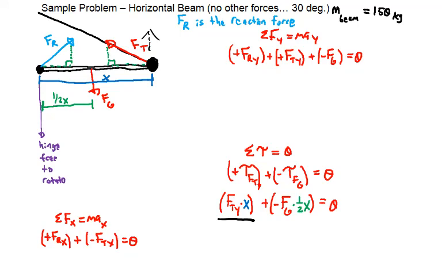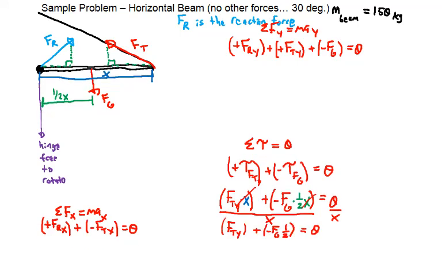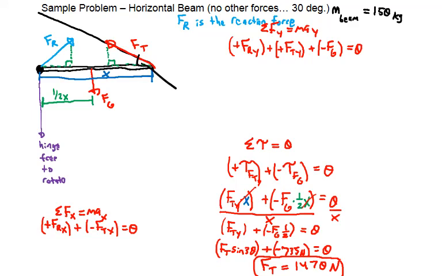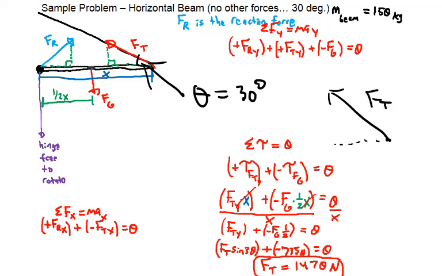So we can actually solve for what force of tension in the y is. One half x is how far the force of gravity of the beam is. We can cancel x from both sides. So the force of tension in the y comes out as 1,470 newtons. Now, if you notice here, this angle, theta, is 30 degrees. Because we know that, we can figure out what the overall force of tension is.